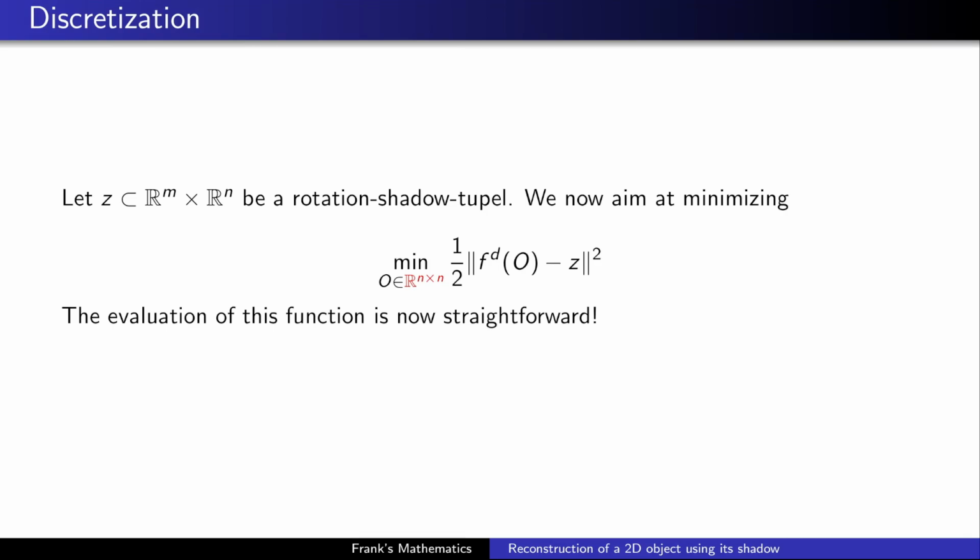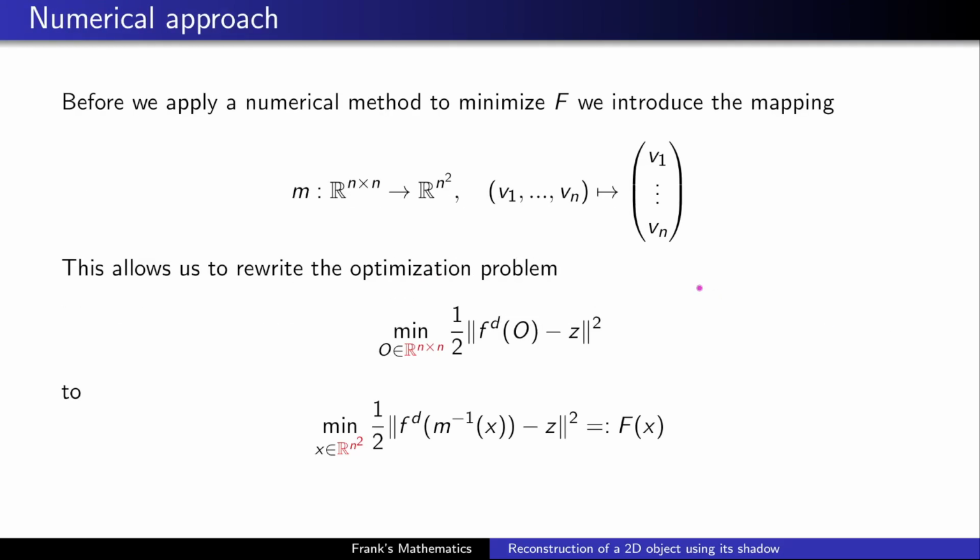The easiest method is of course the gradient descent, and we want to apply it. However, before we apply it, we want to introduce the mapping M, which only maps the space R^(n×n) to the space R^(n²). This makes things easier, as we will see in a moment, because it's easier to deal with the space R^(n²) than with the space R^(n×n).